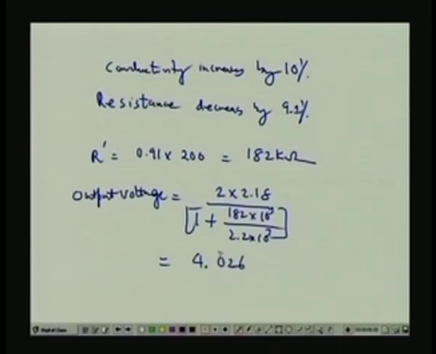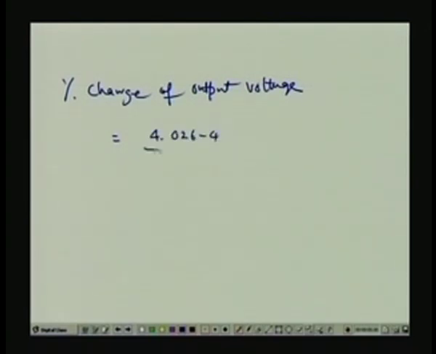So, this will give you 4.026. The percentage change of output voltage is equal to 4.026 minus 4 by 4 into 100. So, this will give you 0.67%. Okay, this is the answer.